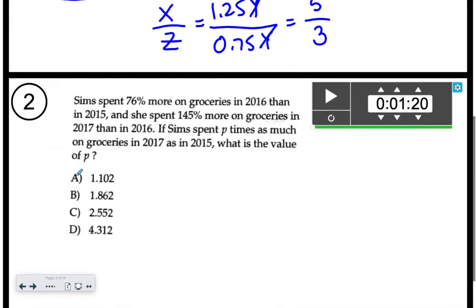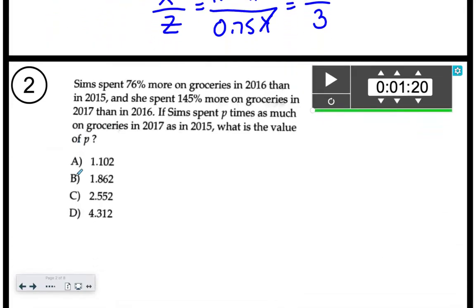All right, on to number two. Sim spent 76 percent more on groceries in 2006 than in 2015 and spent 145% more in 2017. If Sim spent P times as much, basically, if we start at whatever they spent in 2015, let's call that X. When you spend 76% more, that's 1.76.